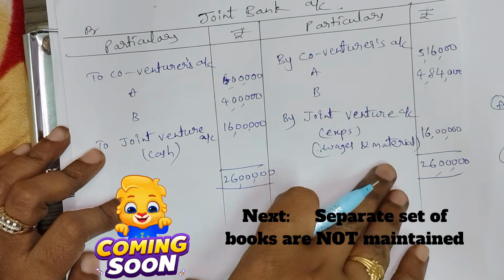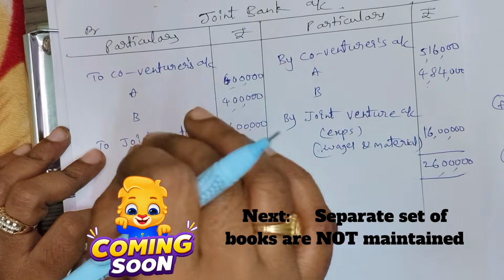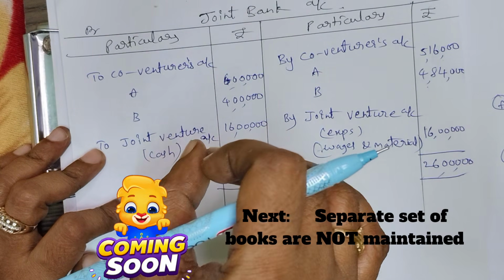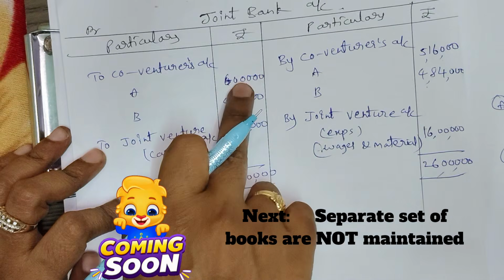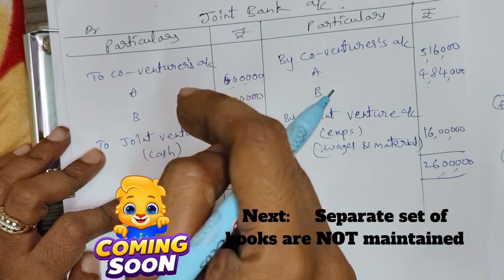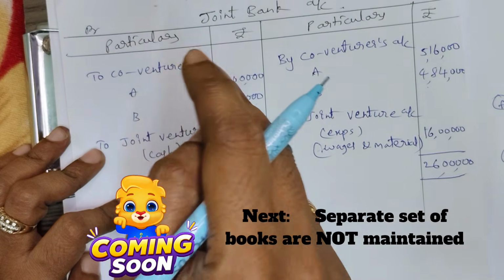In the next video, I will upload the case when separate set of books are not maintained. That is the second method of joint venture. It is also one of the important questions. You need to practice this method as well as the upcoming class method. Two methods are enough to practice for the final examination. You will get one question from these two methods.